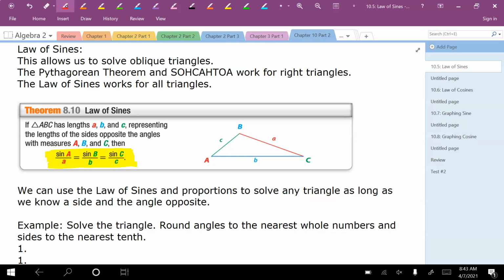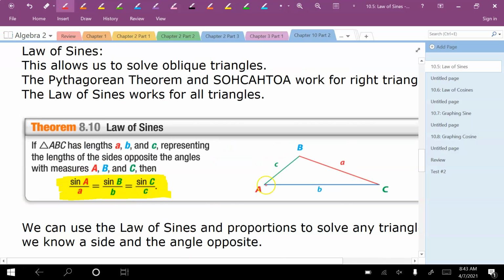The only thing is that we do want to keep the things that are across from each other together. So in my picture here, angle A, across from that is little a. So I want to keep those together. So angle A and side A are going to go together. Same then with angle B and side B. Those are across from each other, so they're going to be connected. And angle C, side C are also going to be connected.